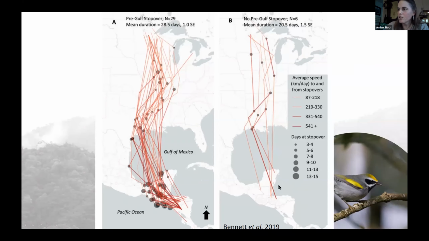There's a smaller group of individuals that spend very little time in stopover in northern Central America and immediately cross over the Gulf into the southern US. And so there are these different migratory strategies. As a consequence, those that made the crossing very quickly had a shorter migration duration and arrived on average 8 days earlier on the breeding grounds.